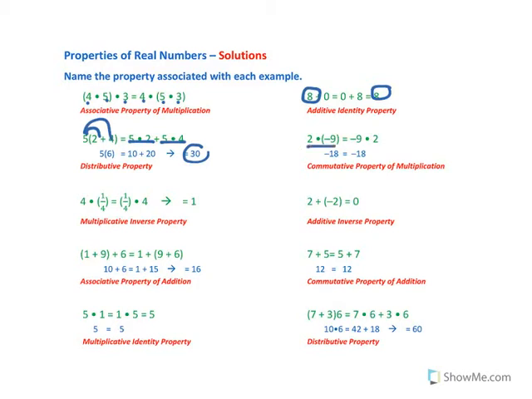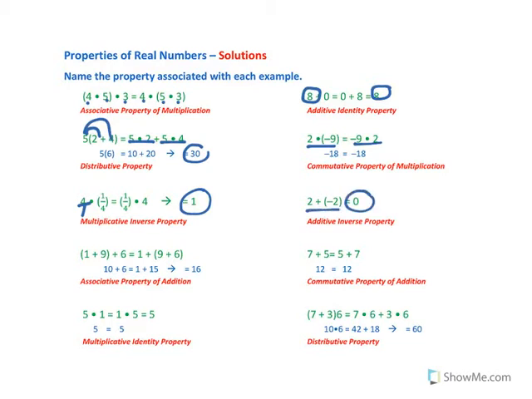Here we have the commutative property of multiplication. We're flipping 2 times negative 9, negative 9 times 2. And you get the same thing. Multiplicative inverse. If you want to put a 1 under there, if it's easier to read, 4 over 1 times 1 over 4, 1. You end up with 1. In your additive inverse, you end up with 0. A number plus its opposite.